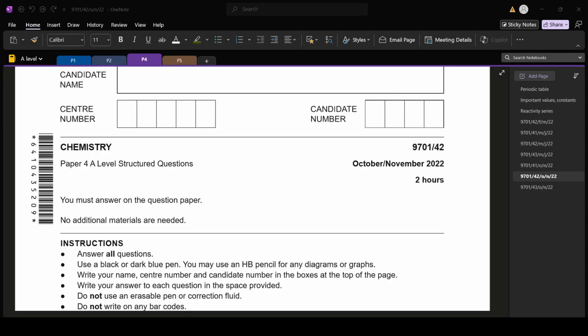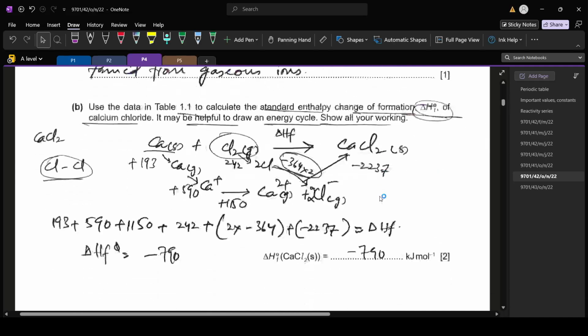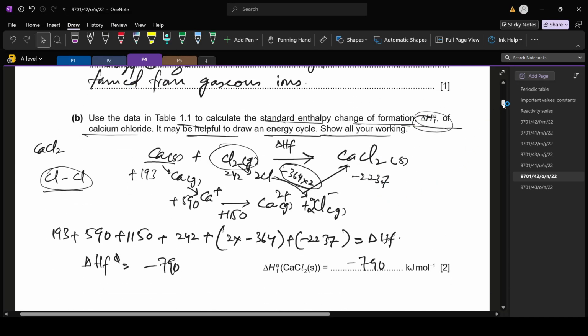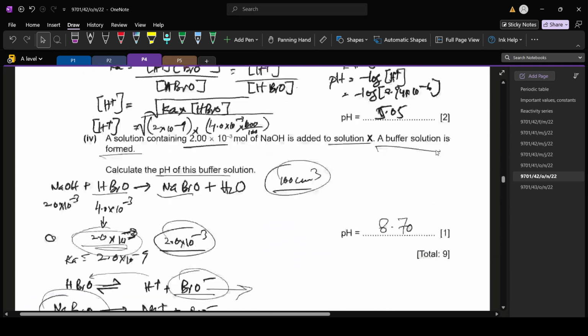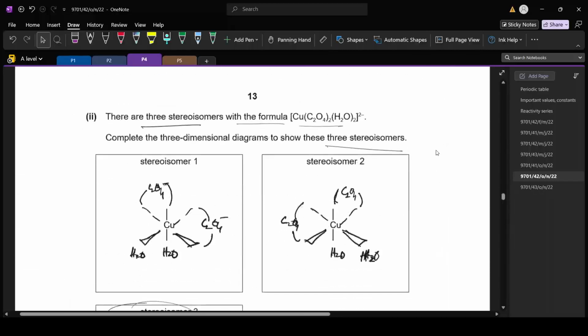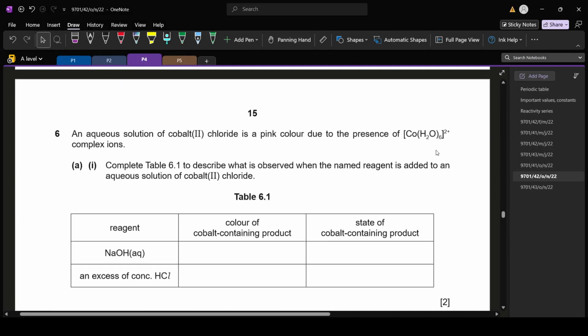Hello everyone, welcome to CAIE Science, and today we will be solving the remaining part of the October November 2022 paper 4209. In the first part, I think we just did 5 questions, and now we will start from question number 6. So let's begin. Question number 6.